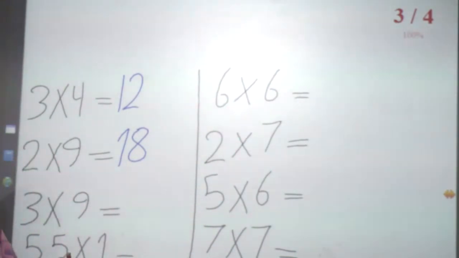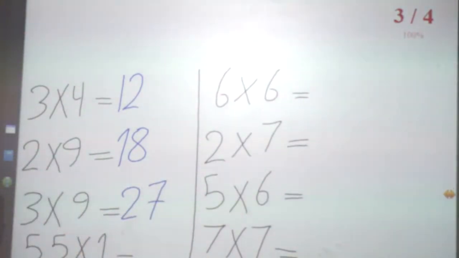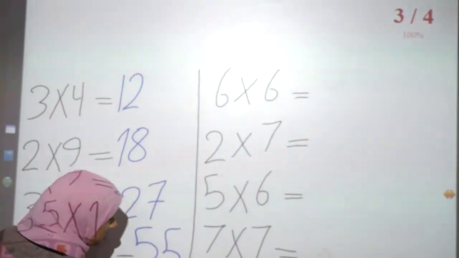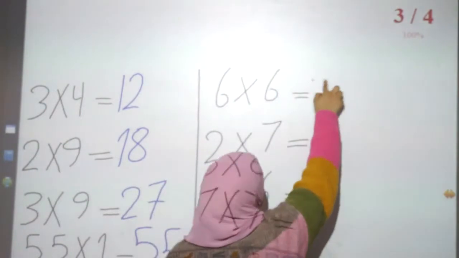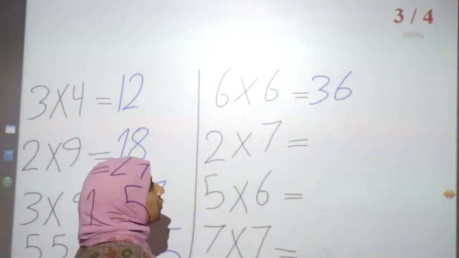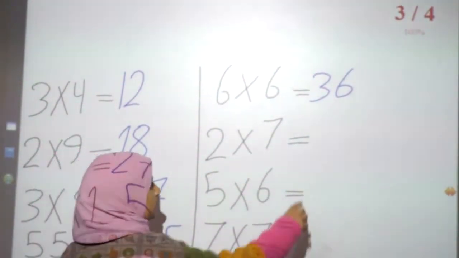3 times 9 equal 30? No, miss. 3 times 10 equal 30. 3 times 9 equal 27. Very good. 55 times 1 give me? 55. It would be the same answer. 6 times 6 equal 36. 2 times 7 equal 14.